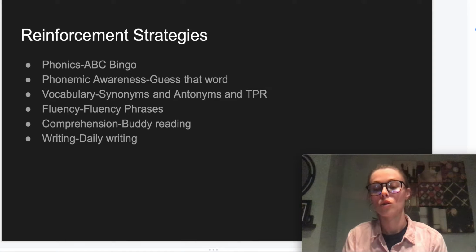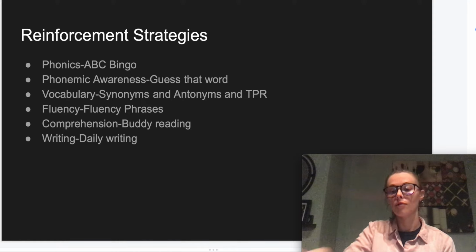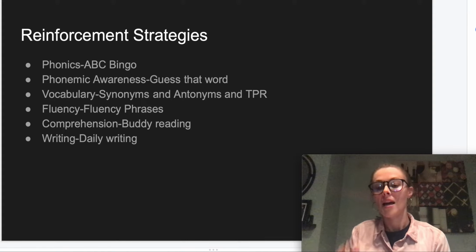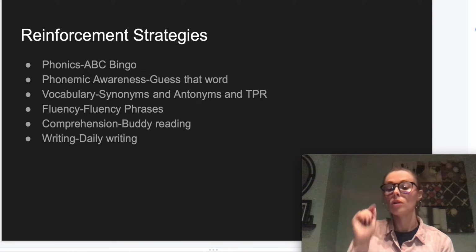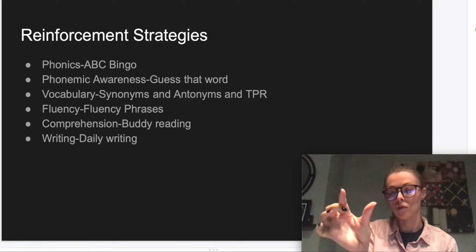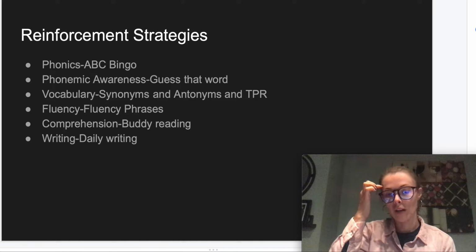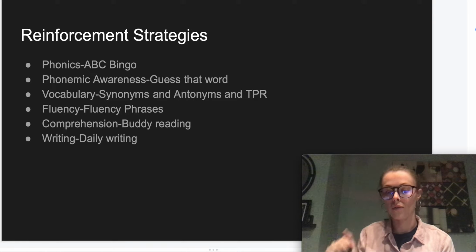Now for phonemic awareness, a game that you could use here to build blending and segmenting would be guess that word. So what the teacher would do would lay a handful of photos in front of the students, and then they would say a word very slowly. The student's job would be to put those sounds together, identify the word, then identify the photo in front of them.